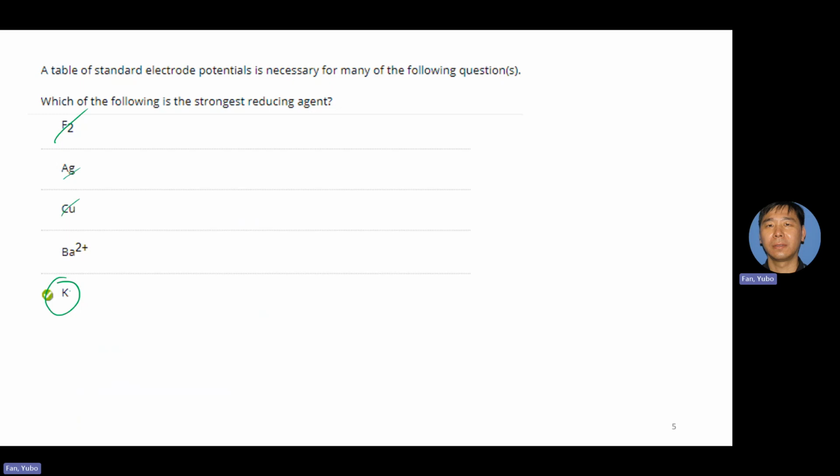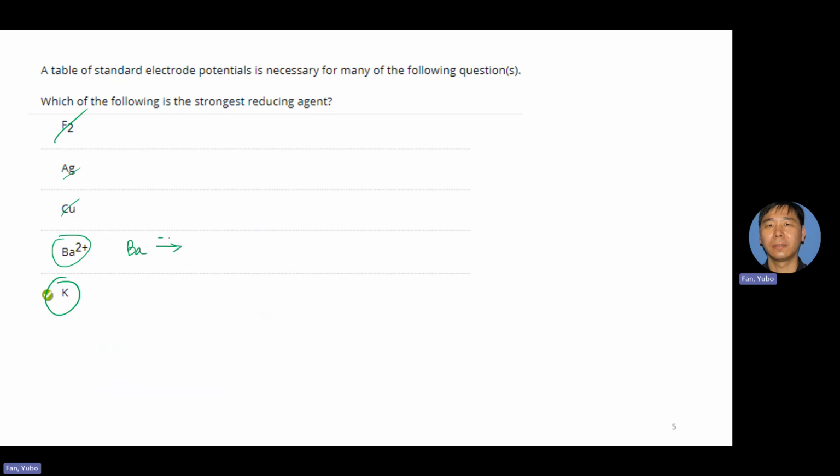Potassium, if we check the potentials, is of course the most active, so it should have the lowest value. It should be very negative. If we write barium, it's also a very strong reducing agent, but this is the product of it, right?